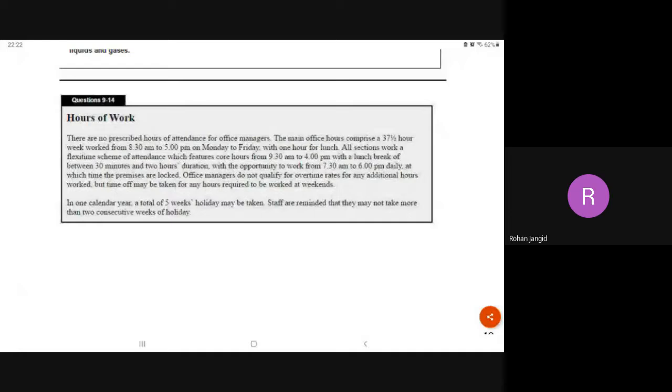Yes, ma'am. Why false? Ma'am, it is written with the opportunity to work from 7:30 to 6 p.m. daily, at which time the premises are locked. Yes, the premises are locked. It contradicts the question here. Now you got it? क्यों होगा? क्योंकि something else is being said in the passage statement and question statement says something else. Okay, I suppose everybody got it correct.